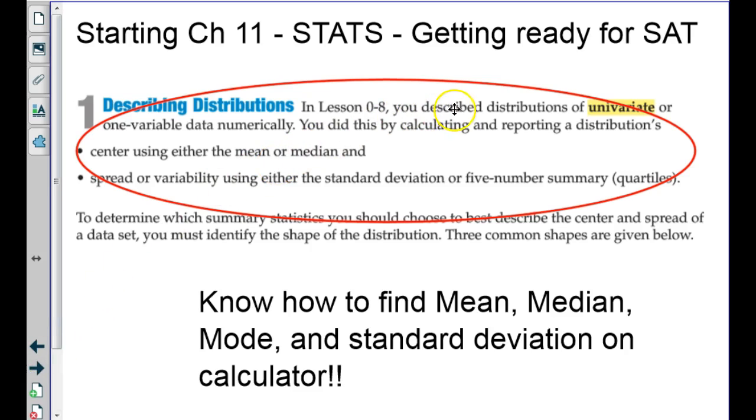All right, it says we are supposed to already know how to do distributions of univariate or one variable data, like finding mean and median. We all good with mean and median? What's the mean of a set of numbers? It's the average where you add them up and you divide by how many they are. Does that sound familiar? Okay.